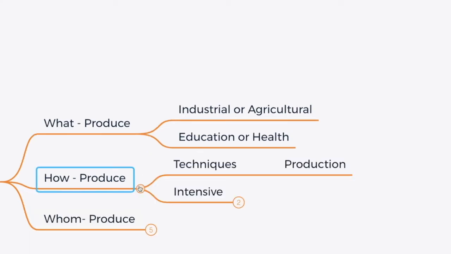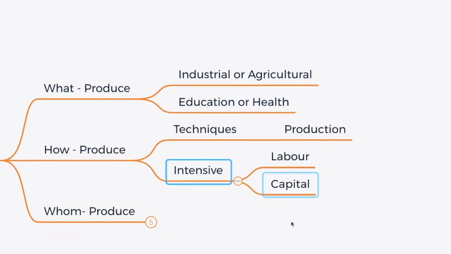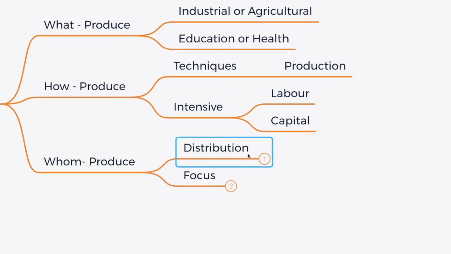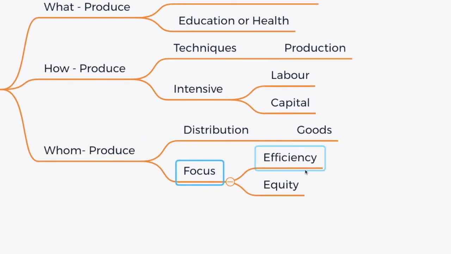How to produce? What techniques to be used in production? Now it can be either labor intensive or capital intensive. Third one is for whom to produce. Here what comes is distribution of goods. And the focus is on efficiency and equity. In this part, I want you to go and look for the meaning of equity.